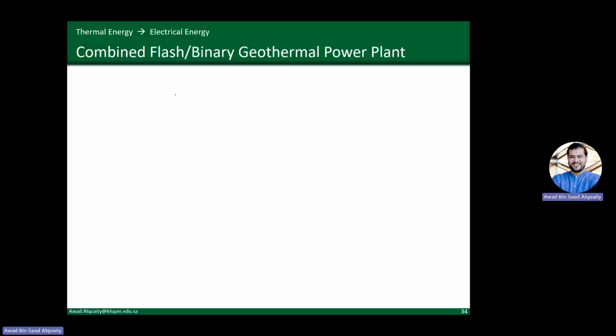Everyone, welcome back. So we're having this discussion about the various types of geothermal power plant cycles, and we covered all of them from the dry steam to flash to binary geothermal power plant cycles. And what we want to talk about today is the combined flash and binary geothermal power plant, which is also something that's possible and makes sense in some cases.